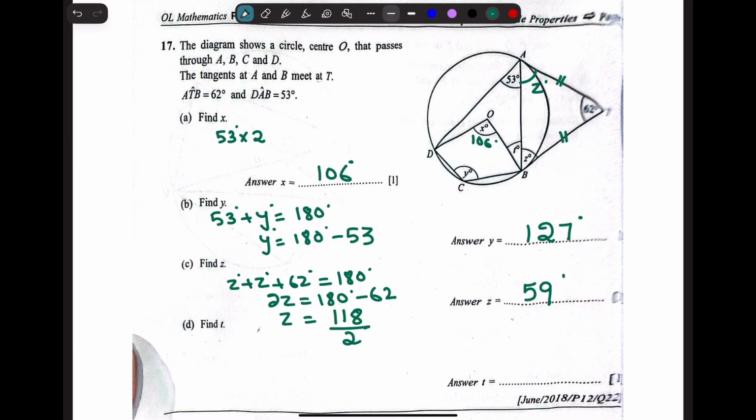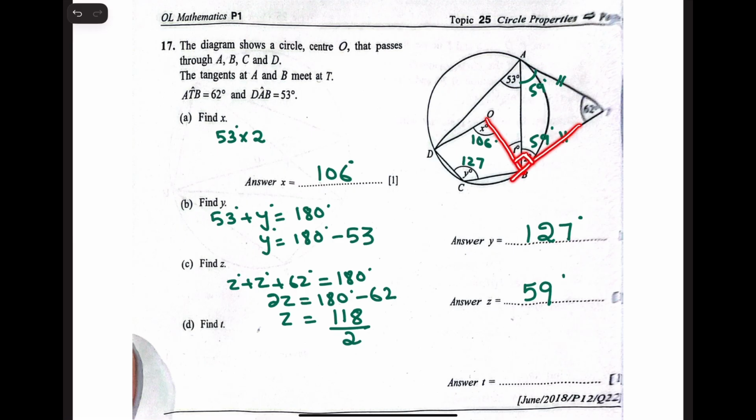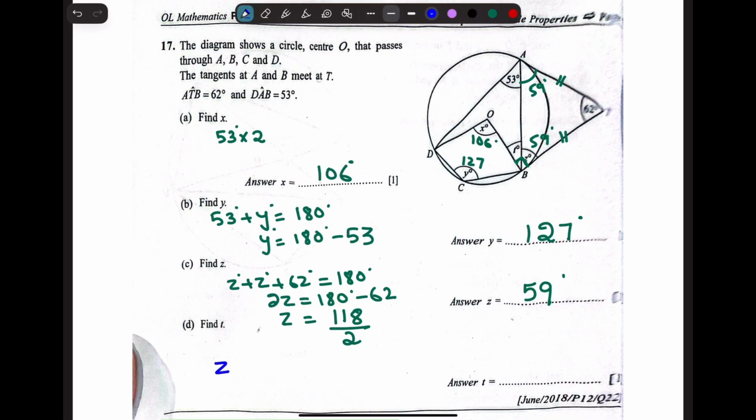Okay, and last, so this is 59. This is also 59. Y is 127. Okay, now they want us to find angle T. Okay, so we know that a radius and tangent make a 90-degree angle. So this is 90. And we know out of 90, this is 59. So Z plus T is basically 90, right? So we also know the value of Z, which is 59.